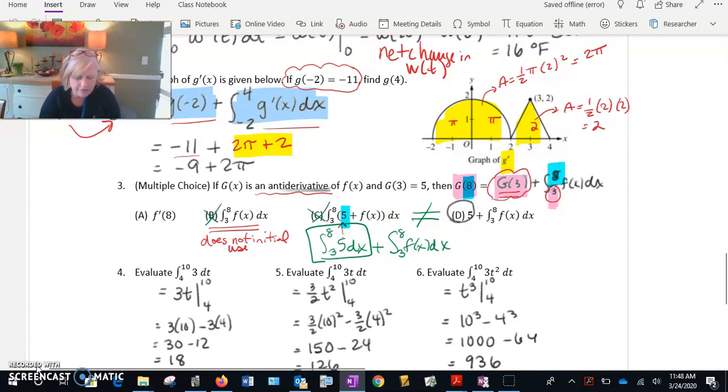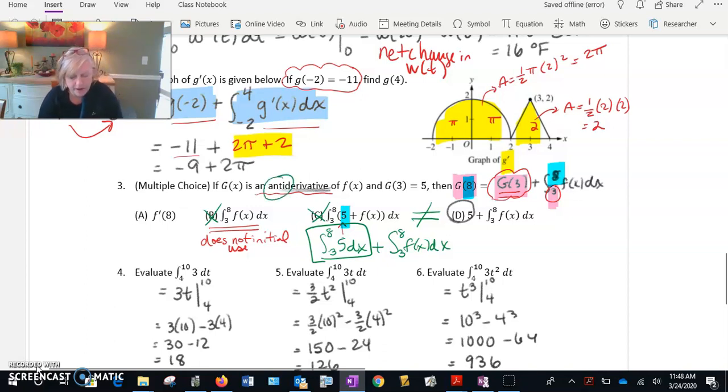And then A, hopefully you would realize that that's totally not even a choice. It didn't ask for the derivative of f of x. It asked for the antiderivative of f of x. So just pay attention to that phrasing that's there.